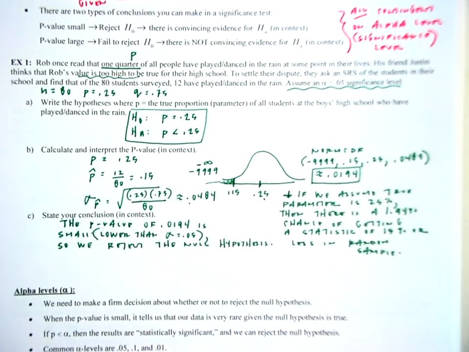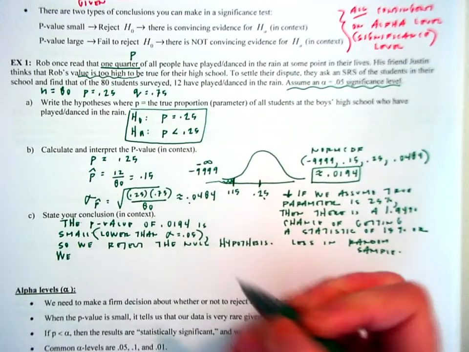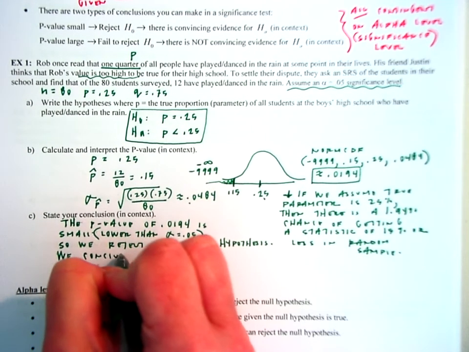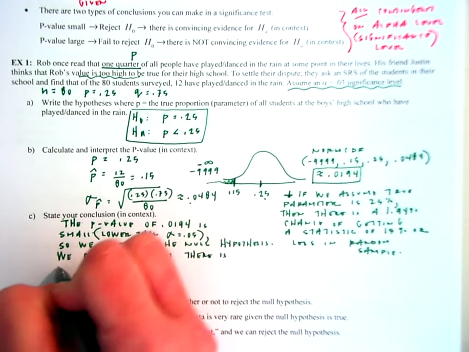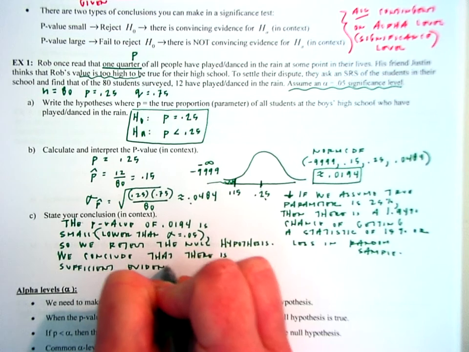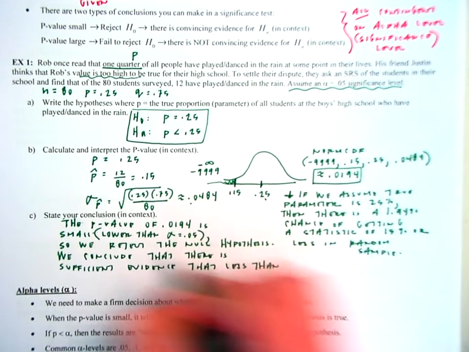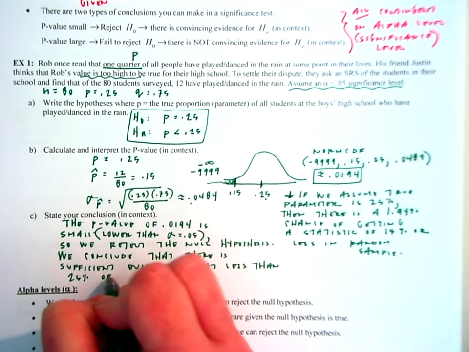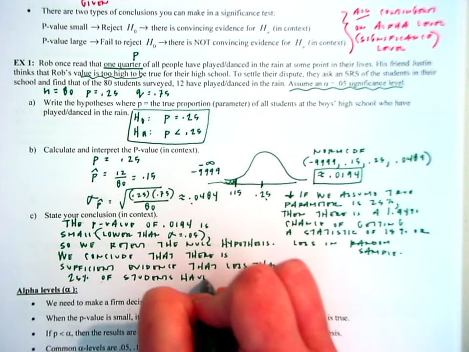And then instead, that means that we are ruling in the alternative. We think that there is evidence that less than 25% of students at Rob's school have played or danced in the rain. So we conclude that there is sufficient evidence that less than 25% of students at Rob's school, I'm just going to keep it short and sweet, so of students have played or danced in the rain.